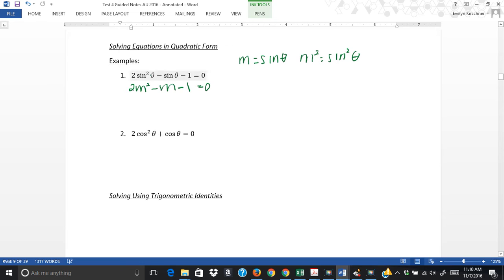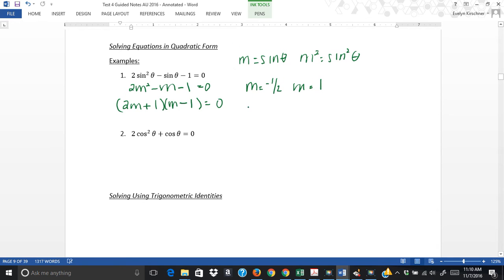Now, if you can do it with the signs, that's fine. I'm showing you a way to chunk it. And if I factor it now, I have negative 1 times positive 1 is negative 1. Negative 2m plus m is negative m, and I have 2m squared. So that tells me that m is negative 1/2 and m is 1.